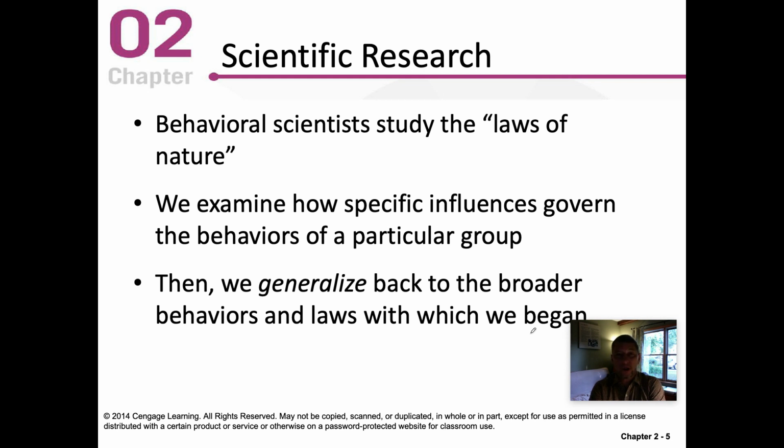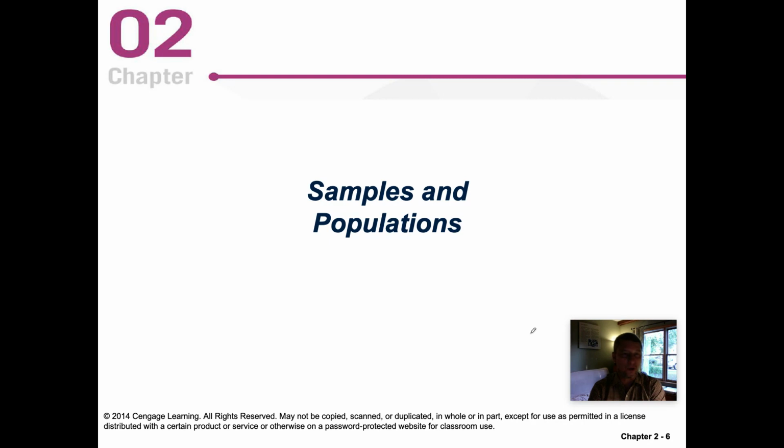Now, what we do as behavioral researchers is we examine how specific influences govern the behaviors of a particular group. And then we generalize back to broader behaviors and the laws with which we began. For example, if I wanted to make a general statement about the effect of iPads on 13-year-olds, I could use my triplets as a sample and make a general statement that their behavior is probably similar to the behavior of every other 13-year-old. Now, it may not be, because 3 is a fairly small sample size, but it might be.